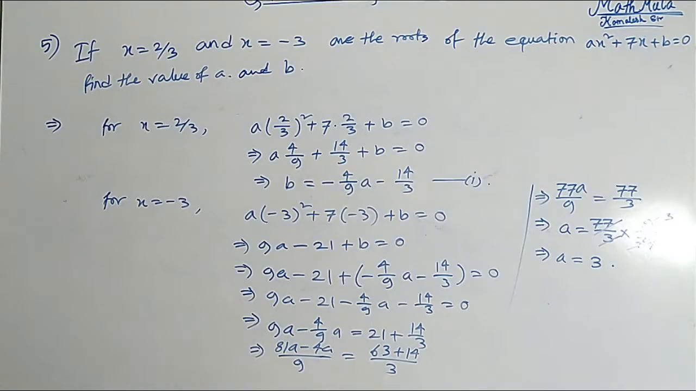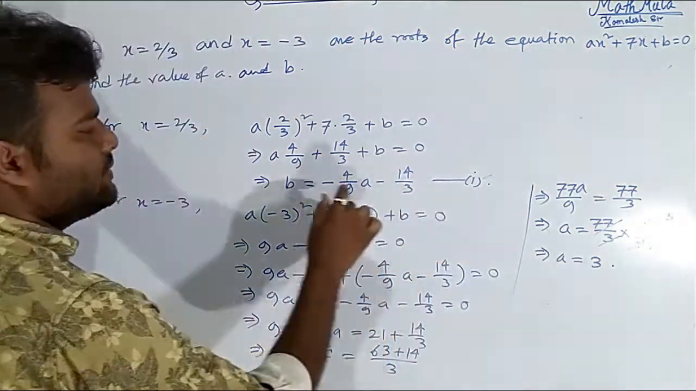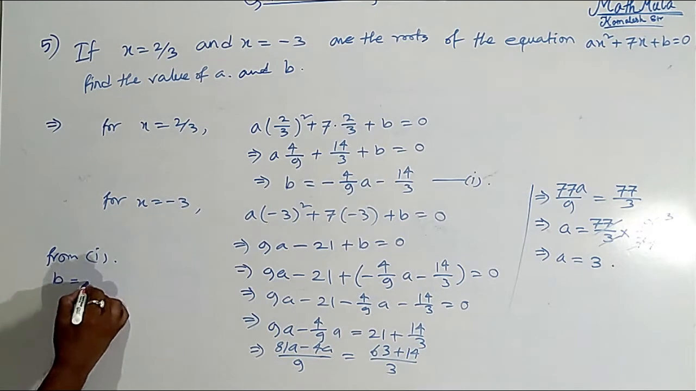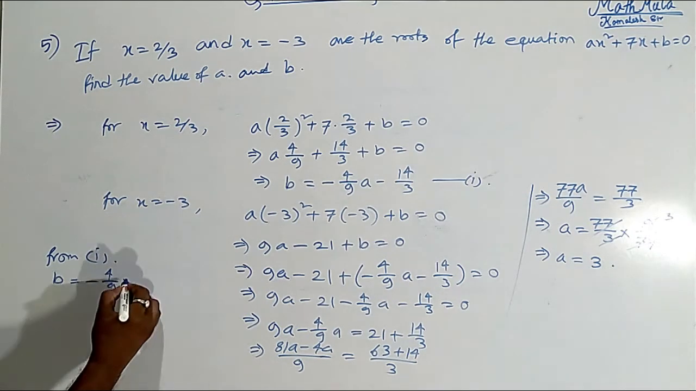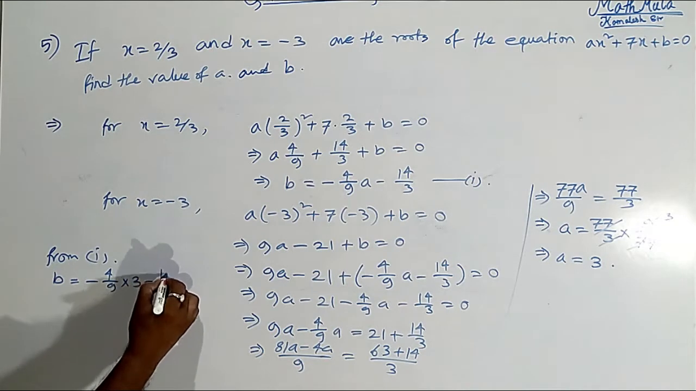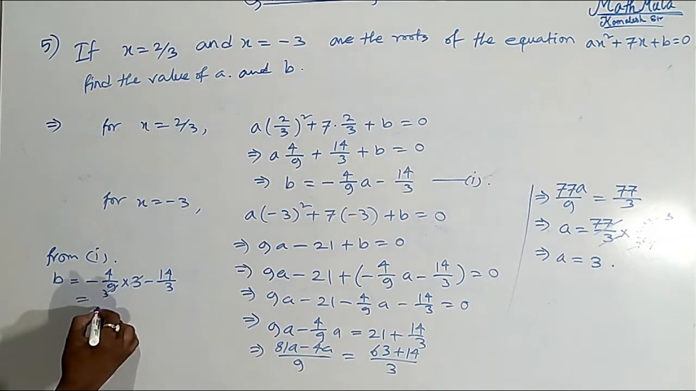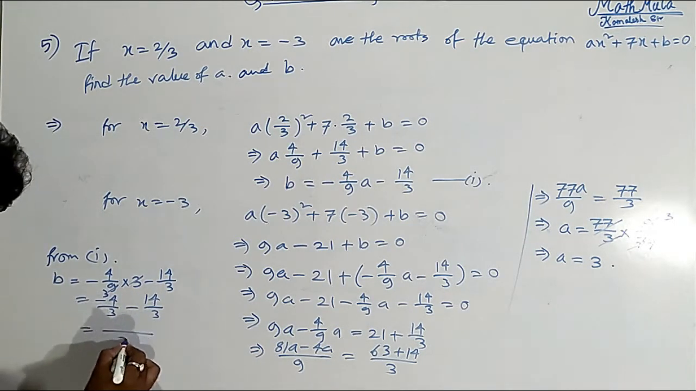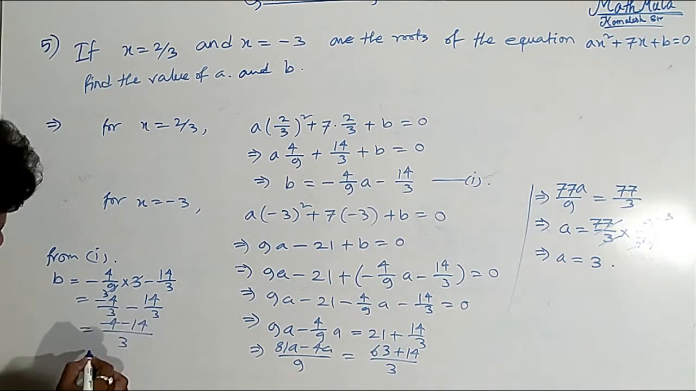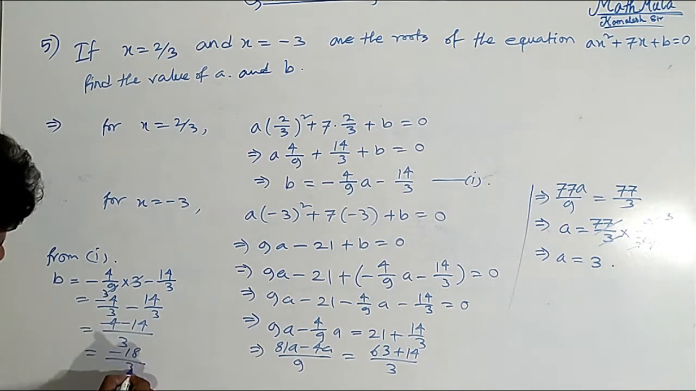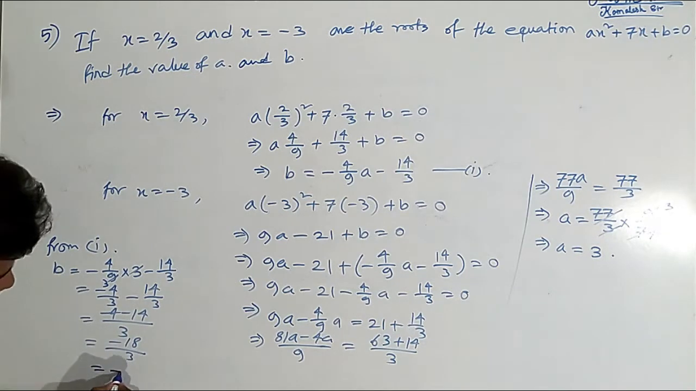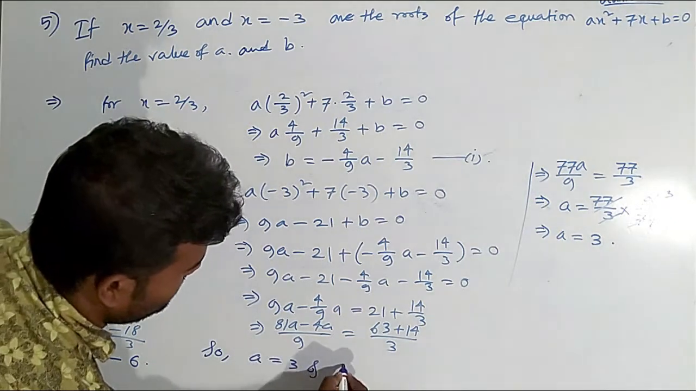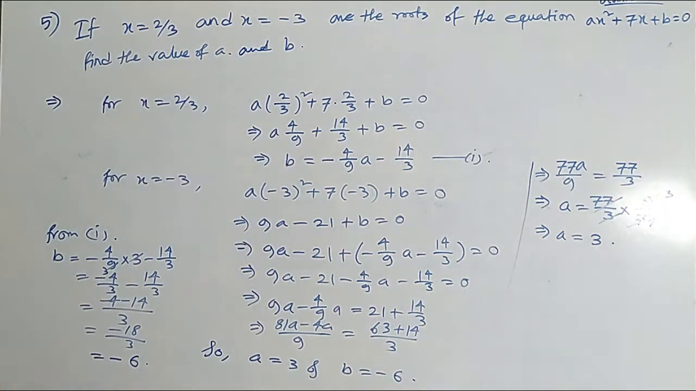That's it. Now we put the value of a in this equation, then we get the value of b. Now from equation 1, b is equals to minus 4 by 9 into a equals to 3, minus 14 by 3. 3 9 will be cancelled, that is 3. This is minus 4 by 3 minus 14 by 3. The LCM is 3 and this is minus 4 minus 14. This is equals to minus 18 by 3. This is equals to minus 6. So the value of b is minus 6. So a is equals to 3 and b equals to minus 6. That's it.